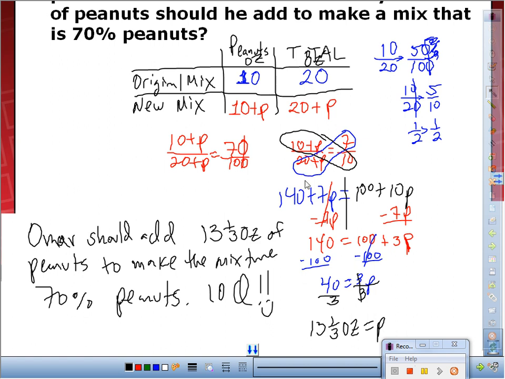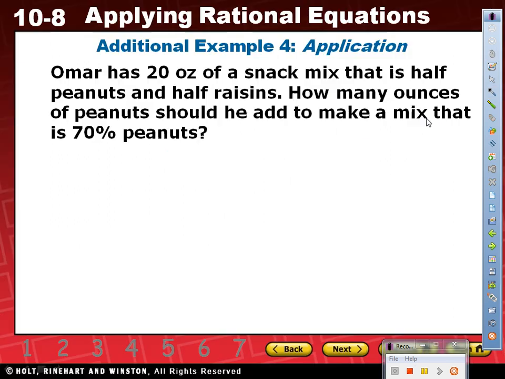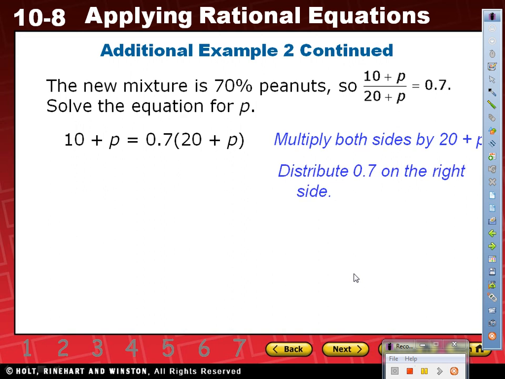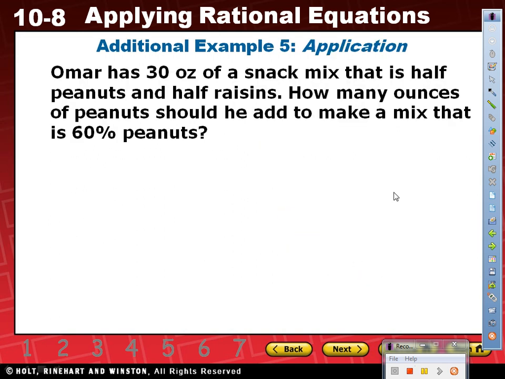Okay. Let's do another one. You do this next one by yourself. Here we go. Example 3. It says, Omar has 30 ounces of a snack mix that is half peanuts, half raisins. How many ounces of peanuts should he add to make a mix of 60%? So on this one, you don't have to copy the whole thing. Start from the information given, set up your table, and solve. Go. You got 2 minutes.